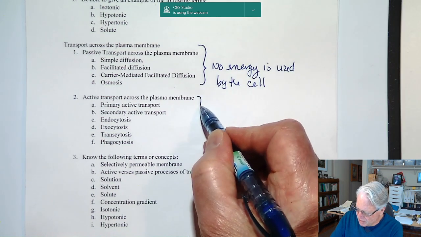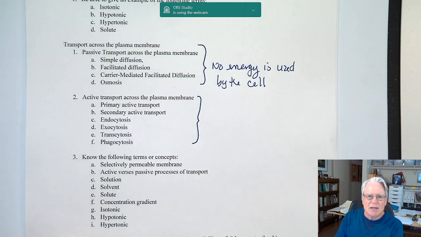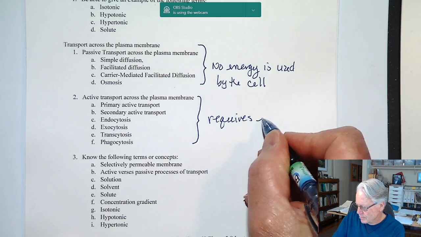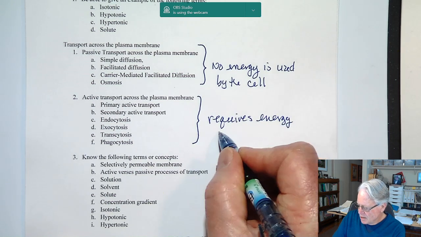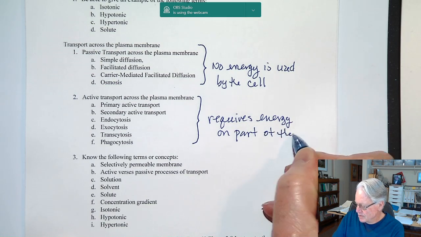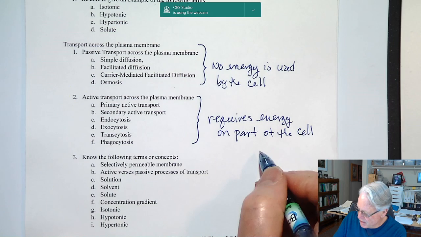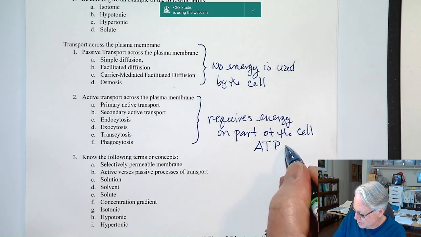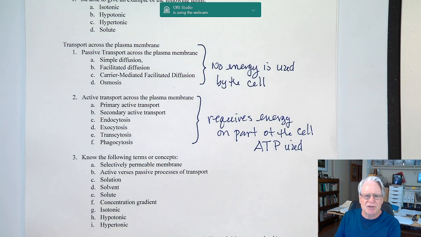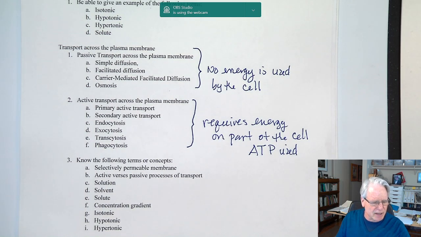In these processes, this requires energy on the part of the cell. In other words, ATP is going to be used. So all of these things that you see listed there require the expenditure of energy by a cell. Let's take a very brief and quick look at what these are, and then we'll forget about them. We'll talk more about them in lecture.